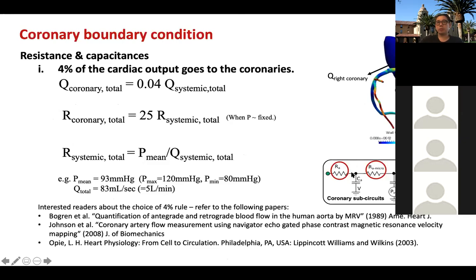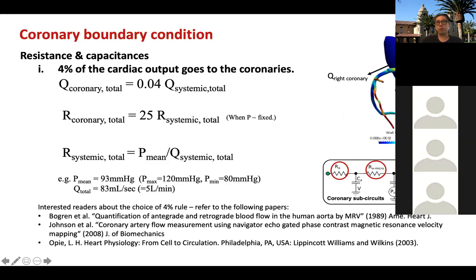Basically, the coronary artery circuit consists of an RCR circuit plus this pressure value. So we need to determine what the resistance of the coronary arteries is. The first rule I would like to introduce is the 4% rule. We assume 4% of the total systemic flow goes to the coronary arteries.